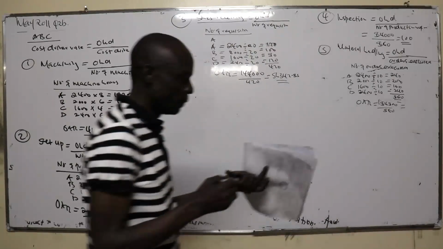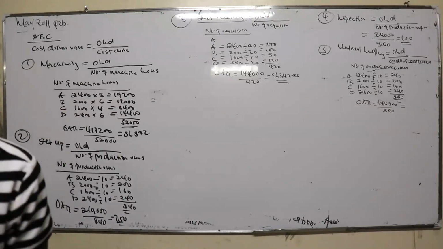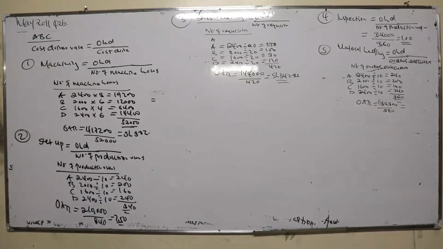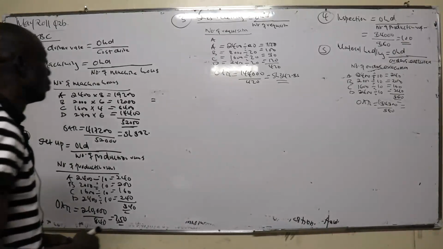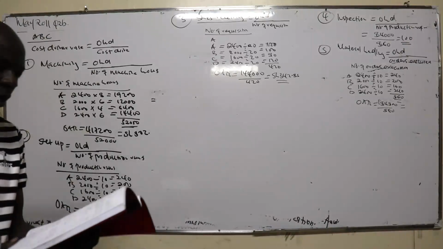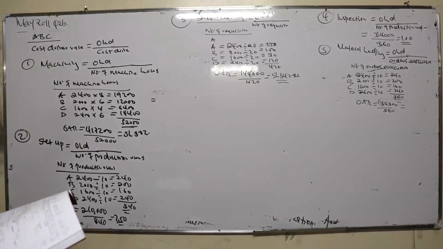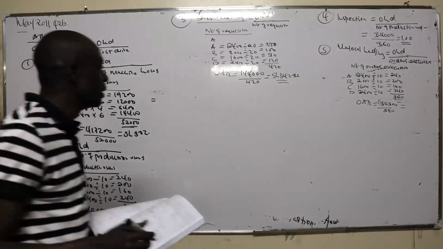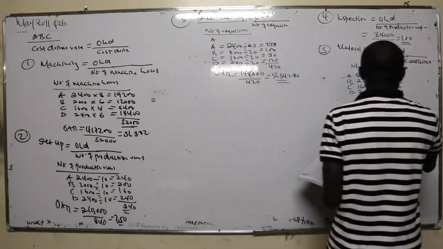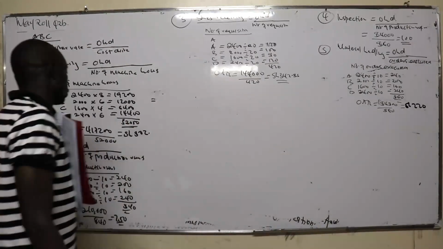So that one is going to give you 220 shillings. I hope you can understand. So we come here and determine the total cost.